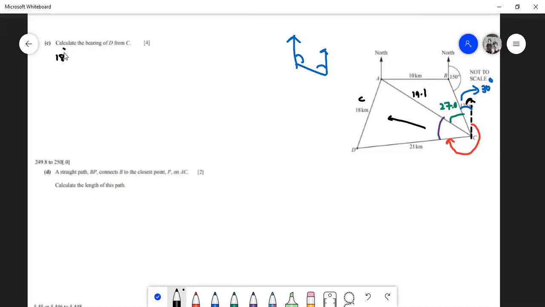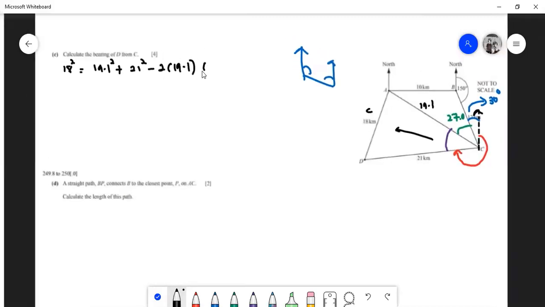So 18 square equals to 19.1 square plus 21 square minus 2 times 19.1 and 21 cos the angle that we're looking for, that purple color angle. Maybe I'll just label in purple color, this purple color angle. So eventually, after you do all your shifting, you're gonna get your angle as 53.1. Correct me if I'm wrong. It should be 53.1. Now that I got that angle, it's quite easy to solve this question.